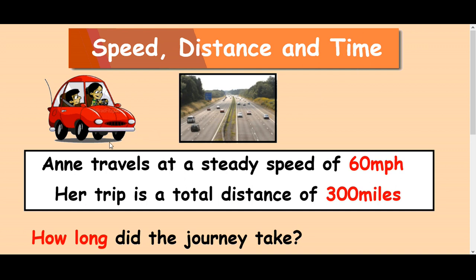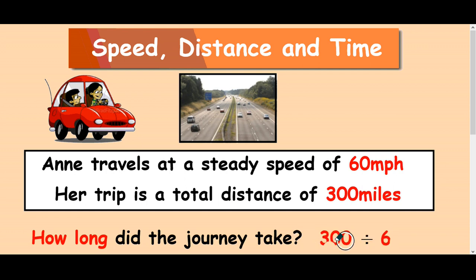So firstly, let's look at this example. Anne travels at a steady speed of 60 miles per hour. Her trip is a total distance of 300 miles. How long did the journey take? So what we're trying to do here, we're trying to think, well, if we do 60 miles in 1 hour, how many hours will 300 miles take? So how many 60s go into 300?